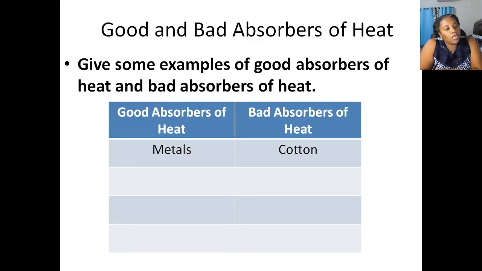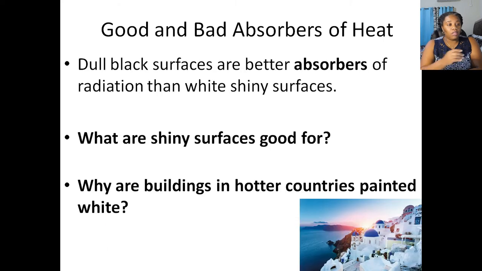Here it says, give some examples of good absorbers of heat and bad absorbers of heat. Well, we could guess the bad absorbers. We know what they are: cotton, wood, rubber, plastic. Metals are good absorbers of heat, also concrete. Concrete, you step on concrete, it's so hot. Now, good and bad absorbers of heat.